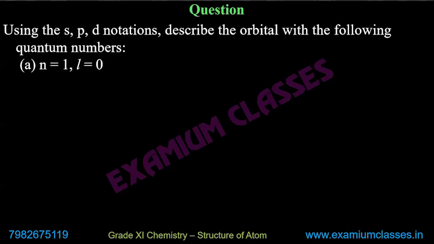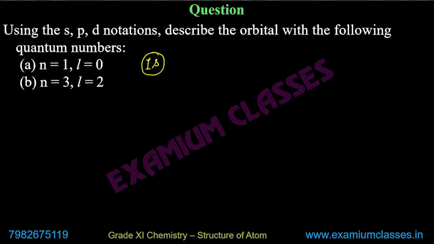Using the SPD notations, describe the orbital with the following quantum numbers. n equals 1, l equals 0. You need to remember n equals 1 will remain the same, l equals 0 corresponds to s. So this is the orbital 1s, which you need to write. 1s will be the answer.